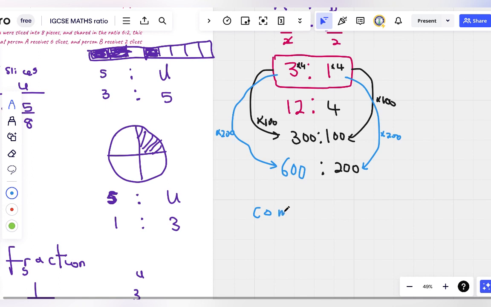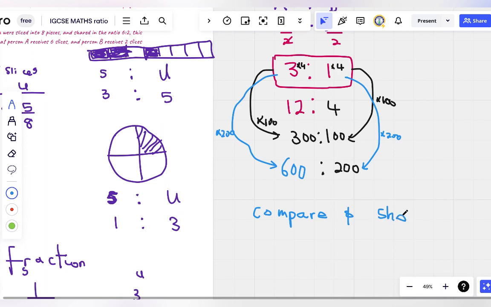Now let's take a look at how we use it to share money given to you by your father or given to you by friends or by anyone. Compare and share. Now let's use ratio to share money.